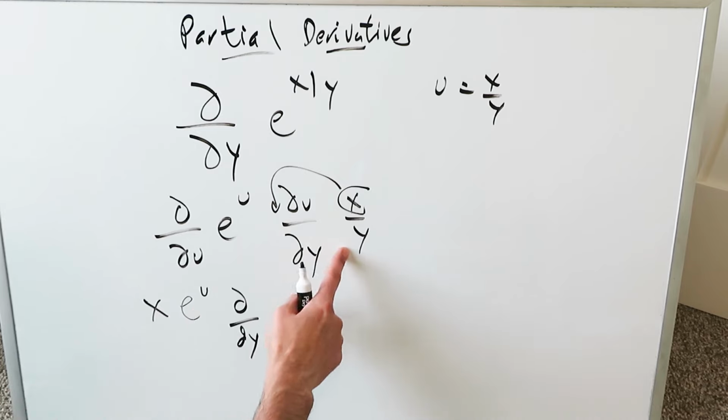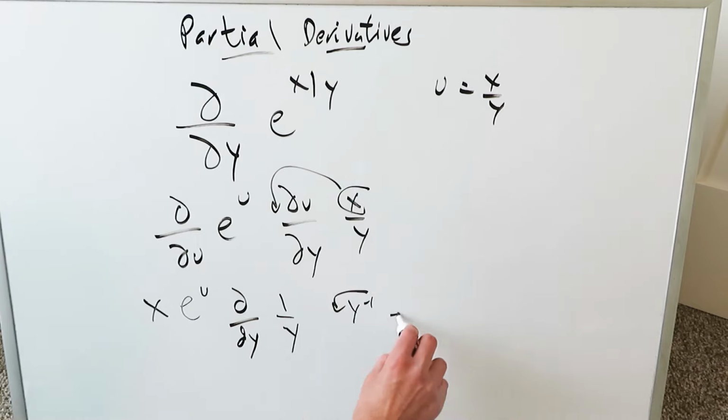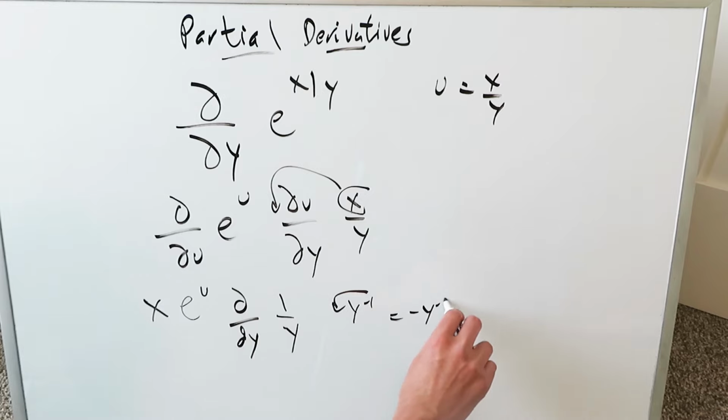This right here is no more than you looking at the derivative of 1 over y. You can bring this up and bring it into an exponential form. You're really looking at y to the minus 1. You use a power rule, you're looking at minus y to the minus 2.